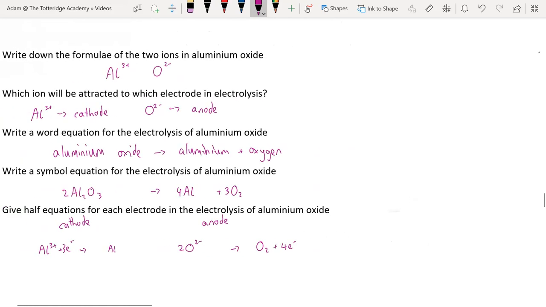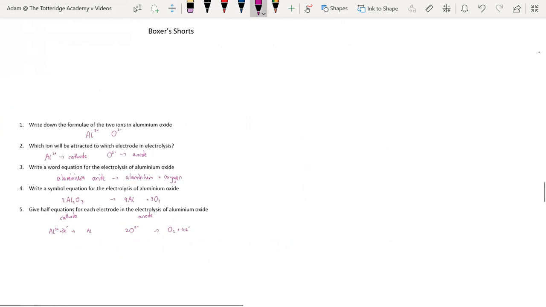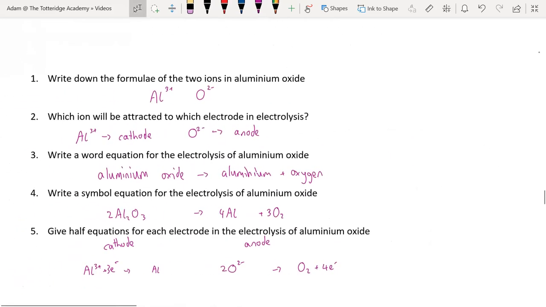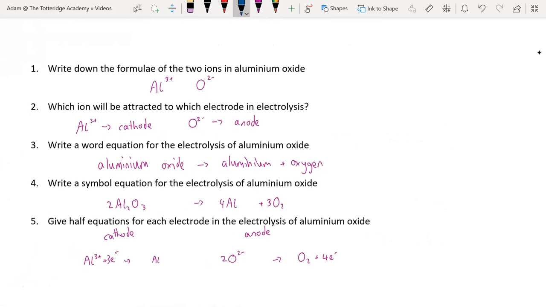All right, why is all this important? So aluminium is an incredibly useful metal. We use aluminium for all sorts of things: building, construction, window frames, airplanes made of aluminium. It's got loads and loads of important uses. We can't do reduction with carbon in order to get it from aluminium oxide. Why is it that we cannot use reduction with carbon?